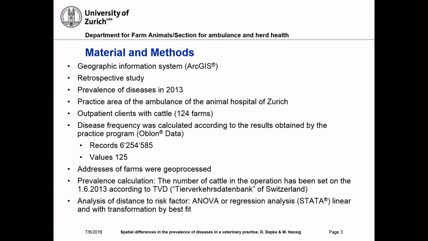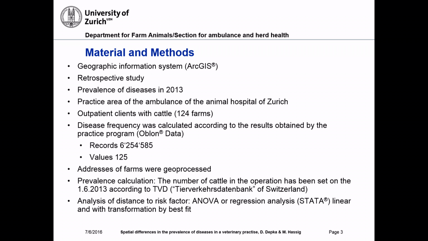We used a geographical information system. It was a retrospective study. We used the prevalence of diseases in 2013. The practice area was the one of the University of Zurich, the ambulance and field clinic of the animal hospital. We had 124 farms, with herd sizes between 50 and 120 cows.